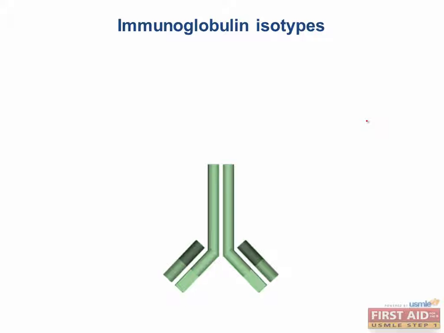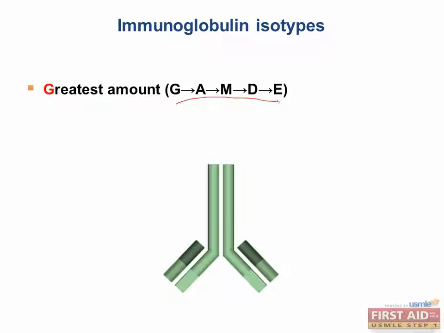Alright, so now let's discuss the different types of antibodies. When I say IgG or IgE, those are both different isotypes. IgG is an isotype of antibody. We'll start off by talking about IgG, and we'll go down in order of prevalence. So we'll start with G and end with E. And from greatest amount to least amount in your body goes GAMD.